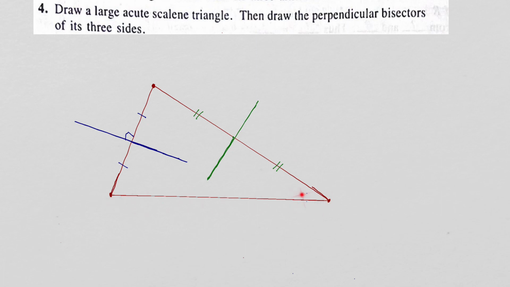And finally, the bisector of this side, well, this is the midpoint here. So the bisector will bisect right there at a right angle. So again, I'm going to use my ruler or my paper at a right angle and use the corner of it for a right angle. Okay, and these are identical. So those are the perpendicular bisectors of all three sides.